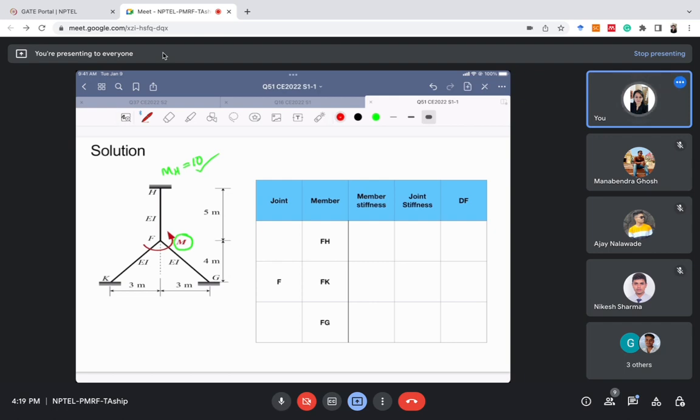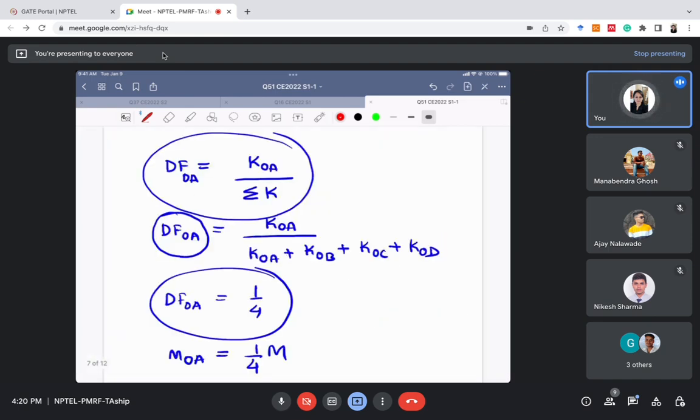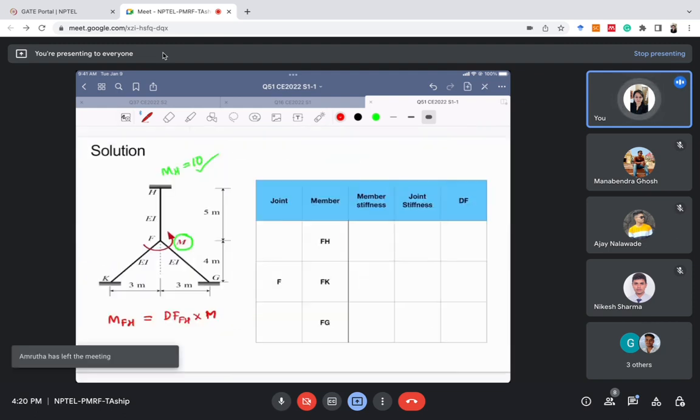Now let's fill this table and calculate the distribution factor. I'll tell you overall how we'll solve it. We know the total applied moment M. In proportion to the distribution factor, the moment will be shared with member FH. So the moment FH will be equal to the distribution factor of member FH multiplied by the applied moment M. The distribution factor of FH we will calculate now.